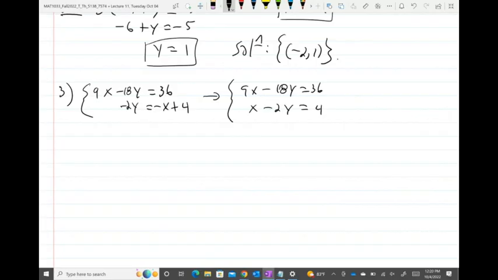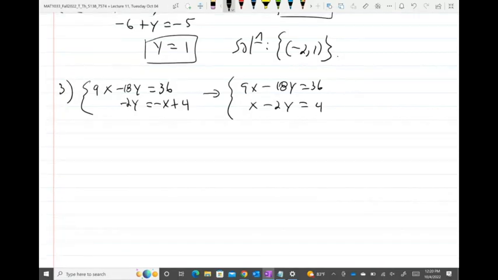Also, in this case, notice that everything is a multiple of 9, but I wouldn't recommend this, so you could also divide the first equation by 9. Or divide by negative 9, better. But let's stick to multiply. So I'm going to go ahead and multiply equation number 2 times a negative 9.